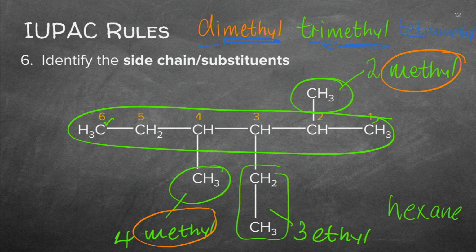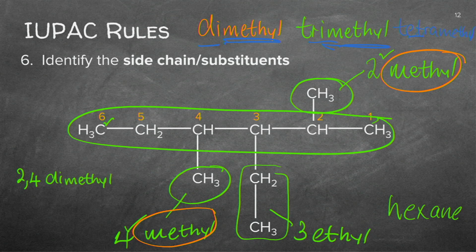Right, let's see what's the name of this. I'm going to write it down. It is 2,4. Am I correct? 2 and 4. There's 2 methyls.